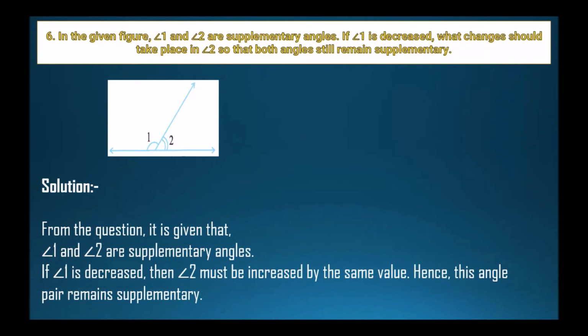Next, in the given figure, angle 1 and angle 2 are supplementary angles. If angle 1 is decreased, what changes should take place in angle 2 so that both angles still remain supplementary? So from the question it is given that angle 1 and angle 2 are supplementary angles. So if angle 1 is decreased, then angle 2 must be increased by the same value. Hence this angle pair remains supplementary.